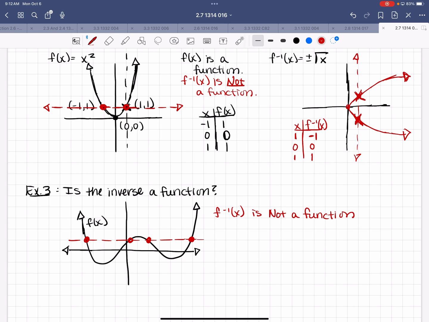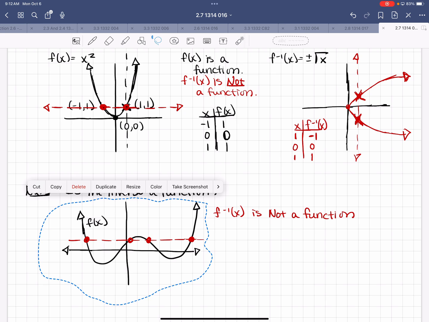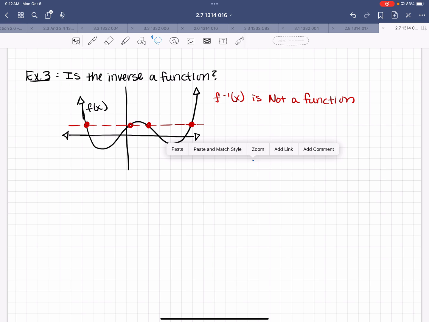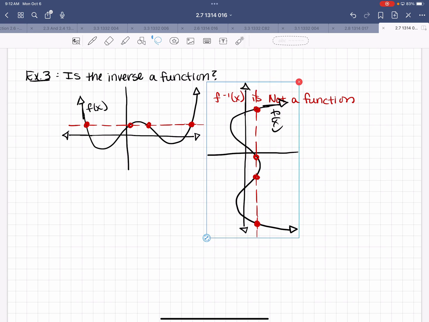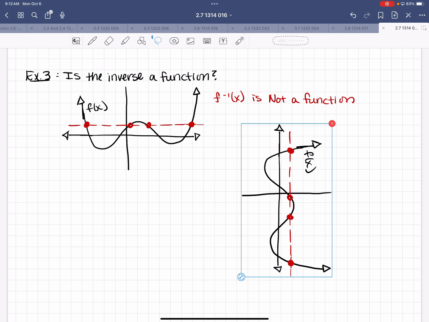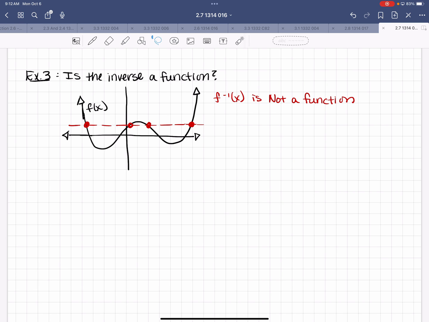Like if I took this and I copied and I pasted and I turned him like that. Can you see it? Did it pop up there? Okay. That is his inverse. And you see that horizontal line turns into a vertical line. Okay. I'm going to delete it so it doesn't confuse anybody.